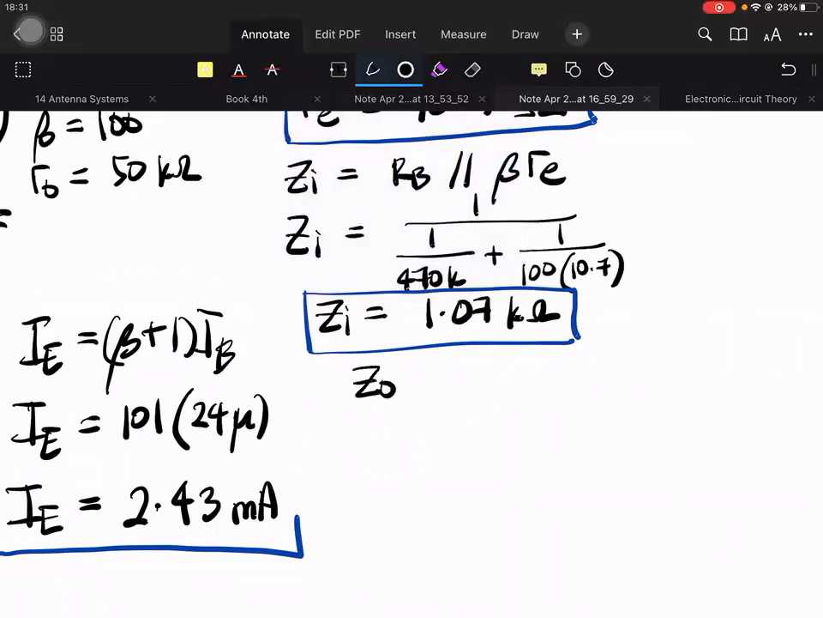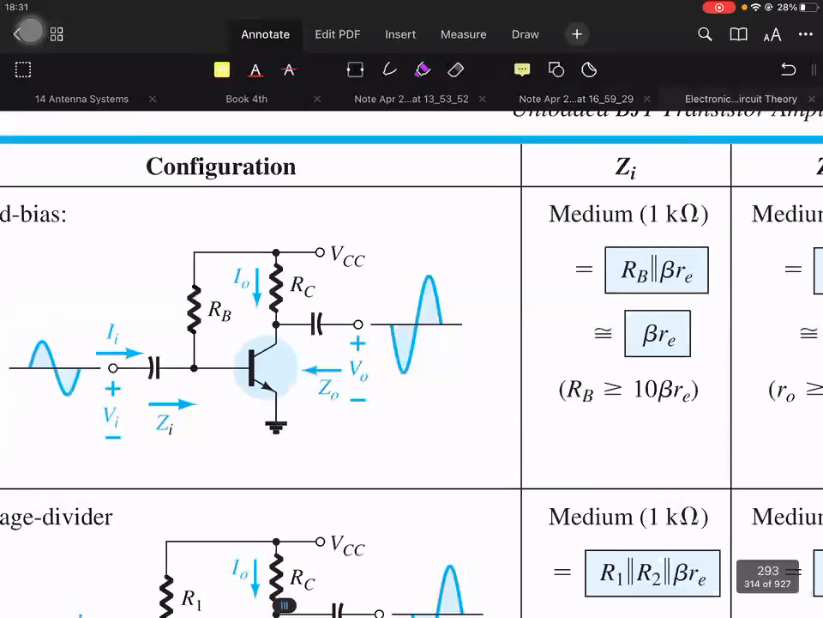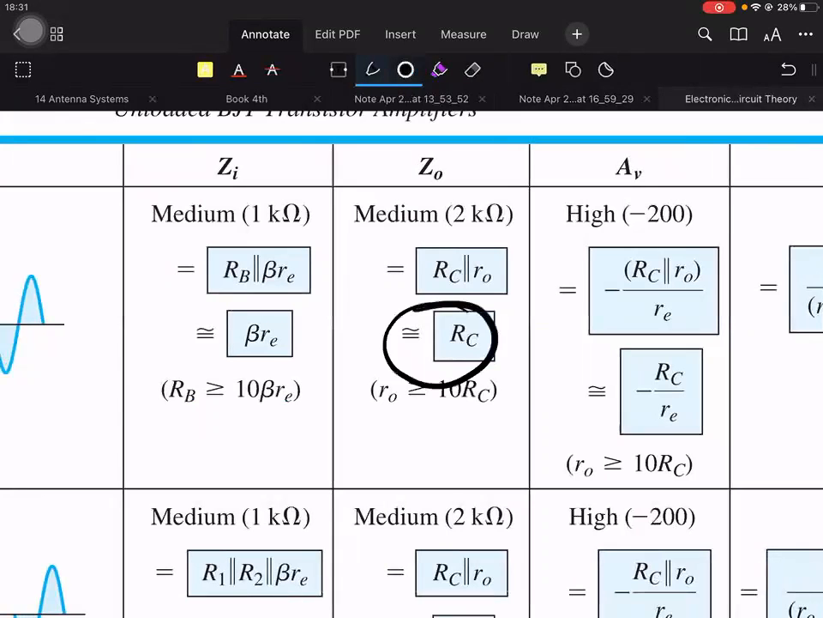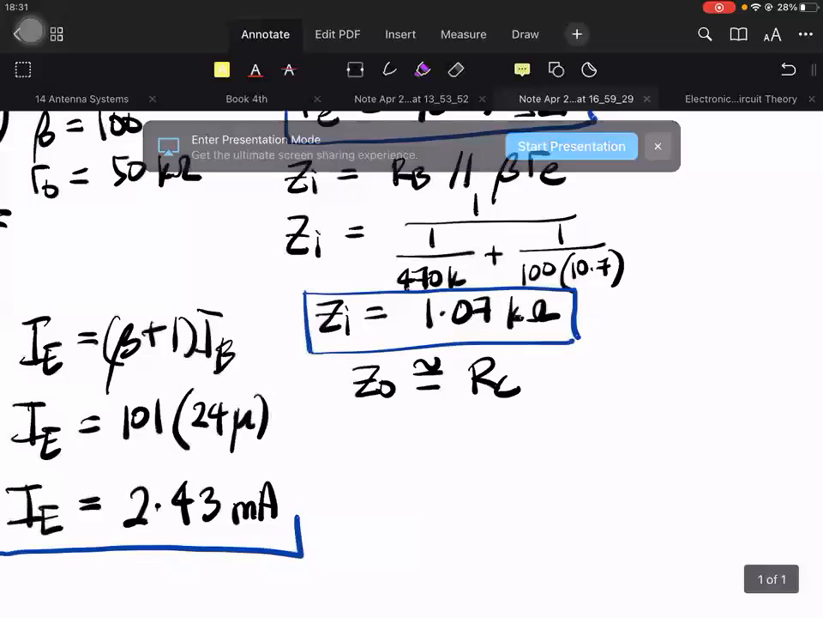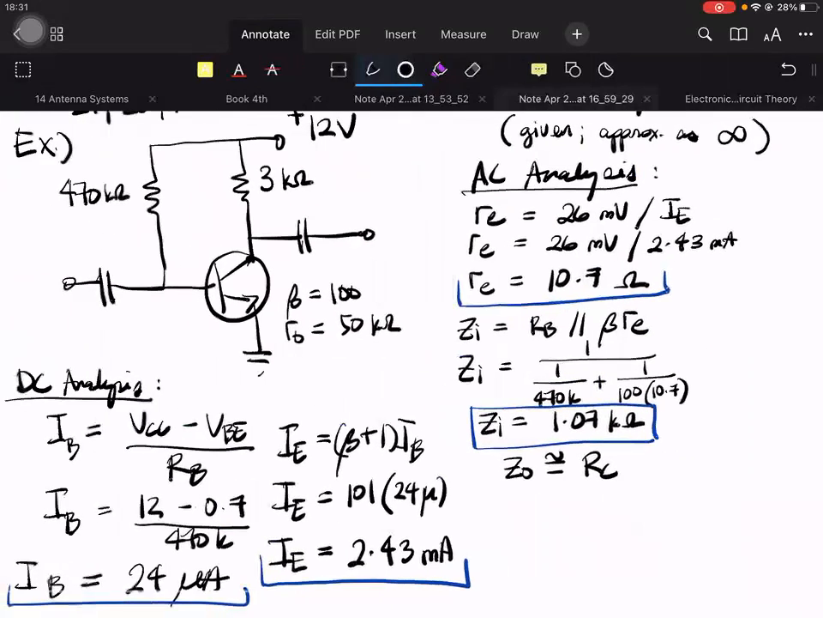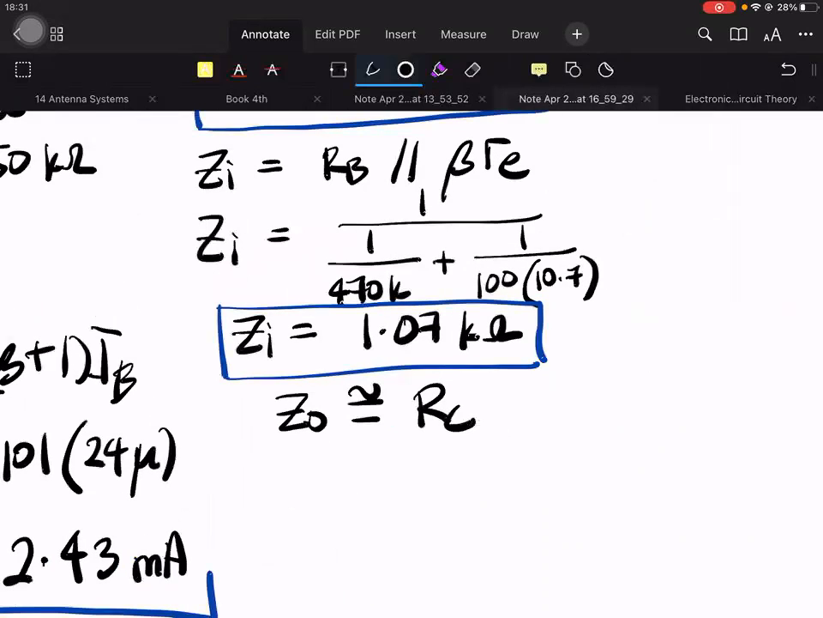About ZO, output impedance. Output impedance ZO is approximately equal to RC in the formula. So it is direct. RC is given as 3K. So ZO is approximately equal to RC, therefore equal to 3 kilo ohms.